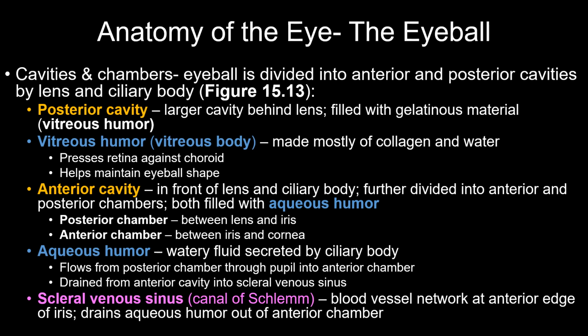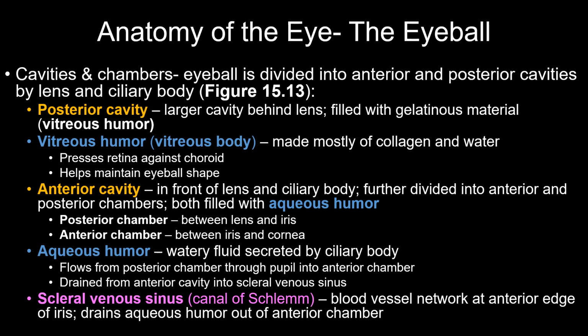Now, that's the posterior cavity. The anterior cavity is found in front of the lens and the ciliary body. And the anterior cavity is divided into two chambers: the anterior chamber in front of the iris, between the iris and the cornea, and the posterior chamber between the lens and the iris, okay? Two chambers of the same anterior cavity.